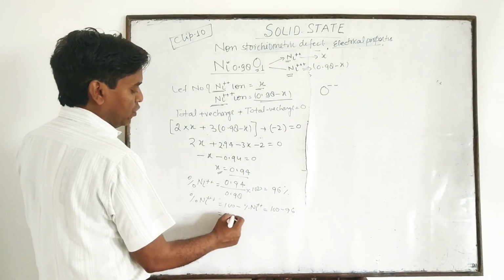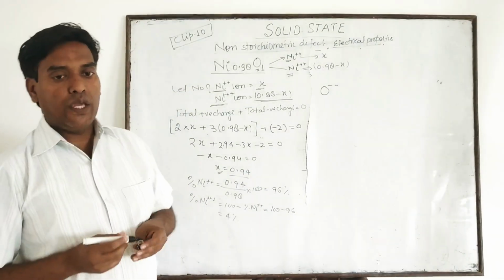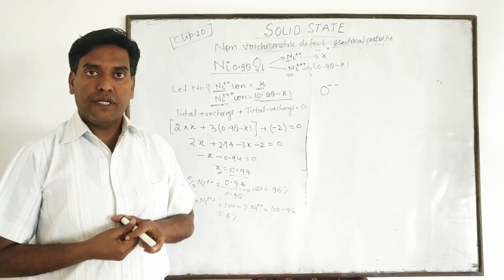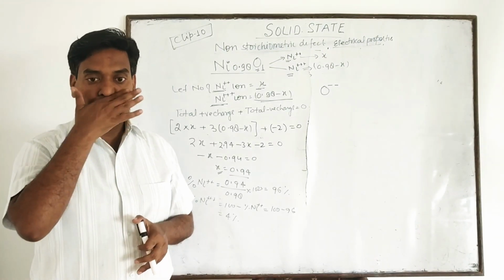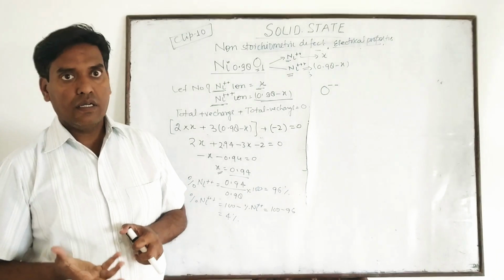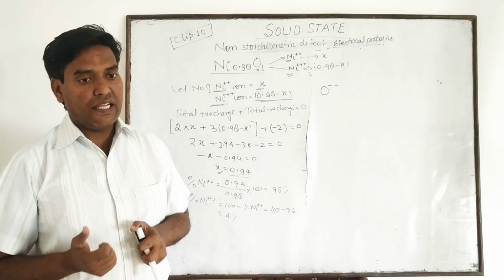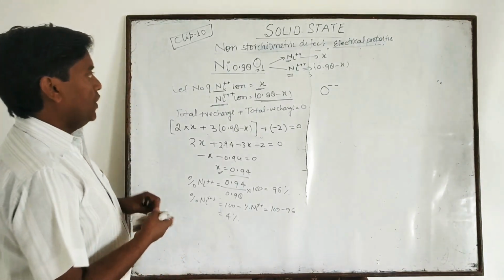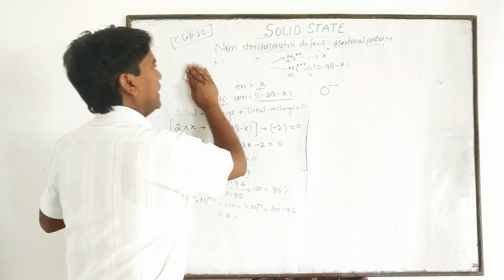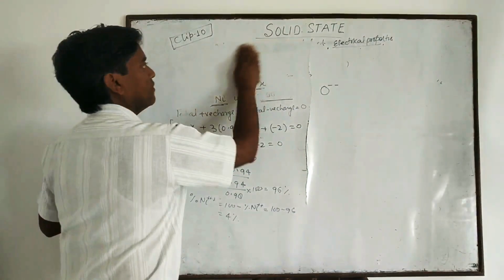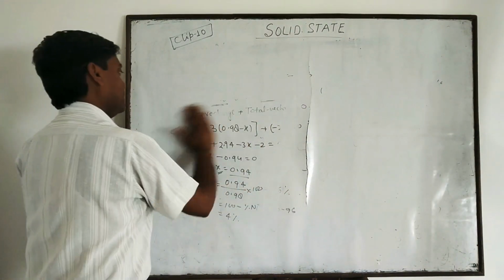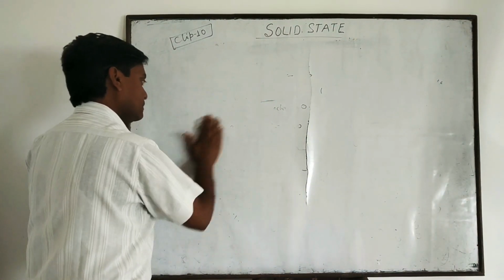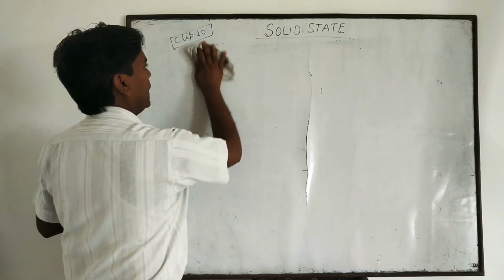which is 4%. In this way we can find, in a metal deficiency crystal, the percentage of different constituent ions, di-positive as well as tri-positive. Clear? But now I am going to explain the next topic, electrical property.